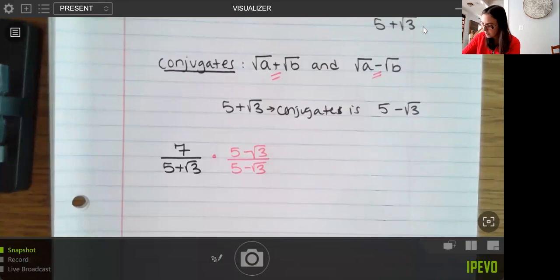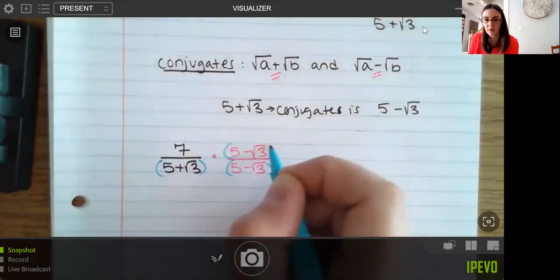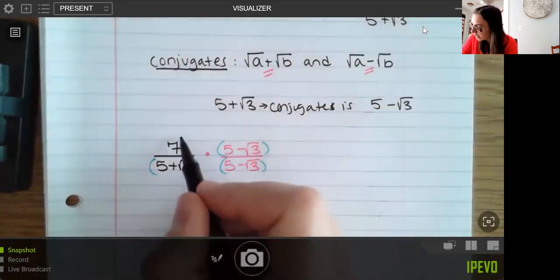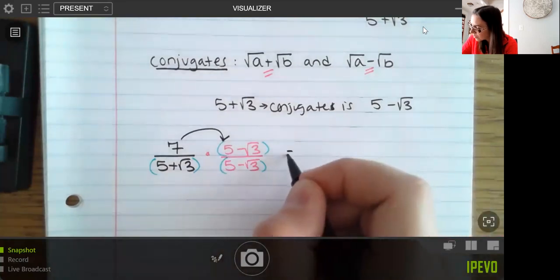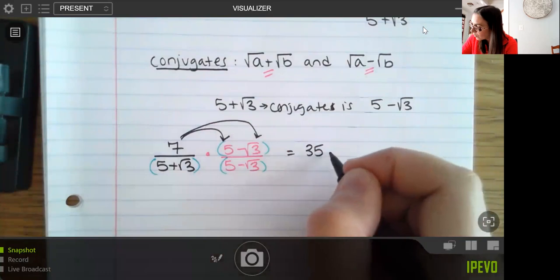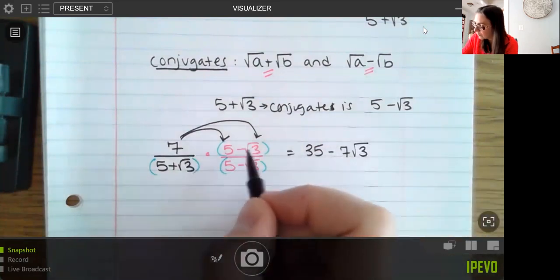So remember too, that if you have more than one thing in a fraction, they're all sort of stuck together. So you can think of it like this, and you are going to distribute. So I'm going to do 5 times 7, which is 35. And then that's 7 times negative root 3. And remember, we don't multiply outside and inside numbers. So that 7 stays on the outside and the 3 stays on the inside.